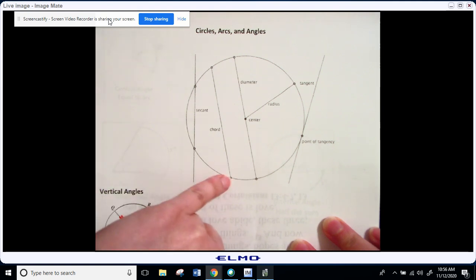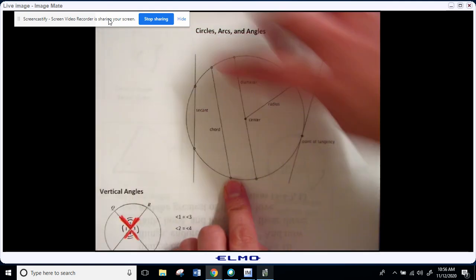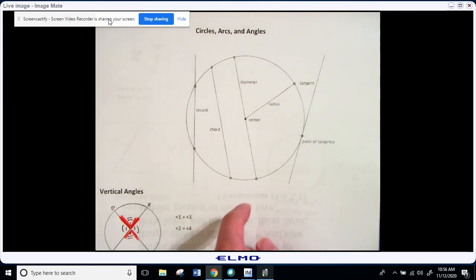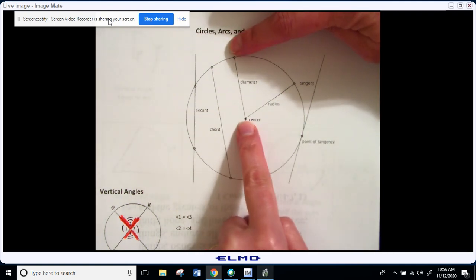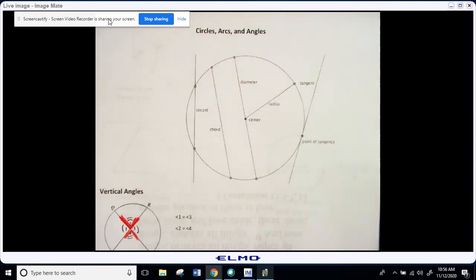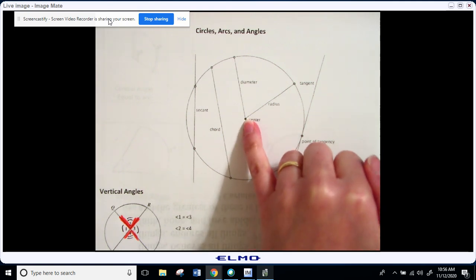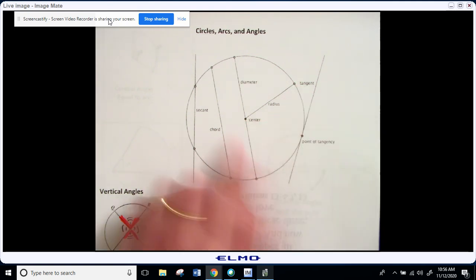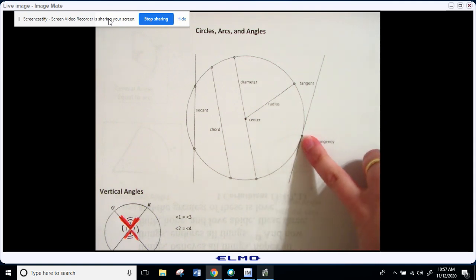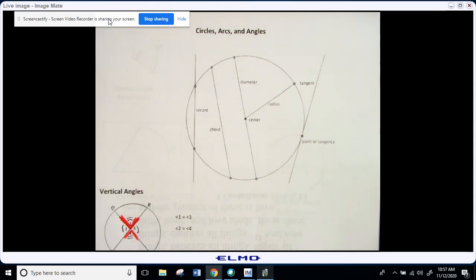A chord is going to connect two parts of the circle, so two points that are on the circle. A diameter is a special chord that actually goes through the center of the circle. So there's your center. The diameter is any line that goes through that center point. And then a radius goes from the center to the circle, and that can be anywhere from the center to the circle. And the tangent is going to be a line that touches that circle in only one point, and that point has a special name called the point of tangency.